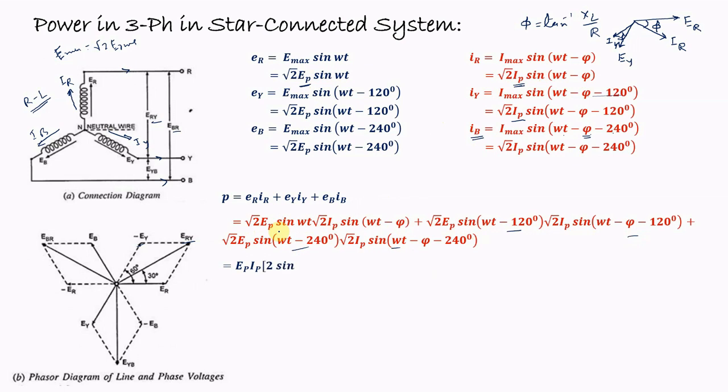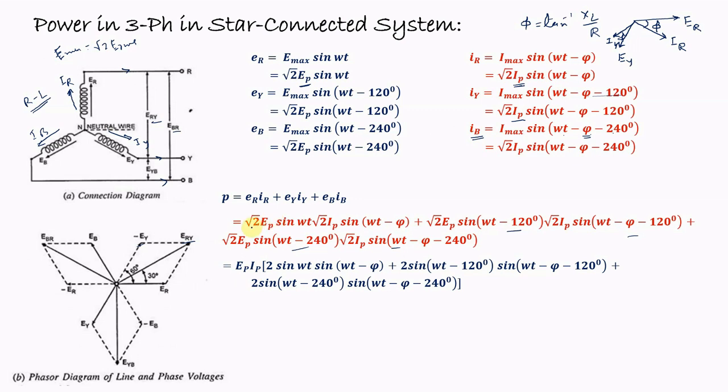The next step, take E phase and I phase as common. So it will be root 2 into root 2, that will be 2 sin omega t into sin omega t minus phi. Similarly here it will be root 2 into root 2, that is 2 sin omega t minus 120 degrees into sin omega t minus phi minus 120 degrees. And similarly in the third term it will be 2 sin omega t minus 240 degrees into sin omega t minus phi minus 240 degrees.